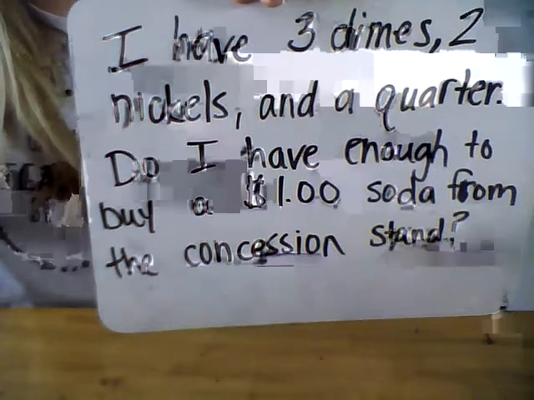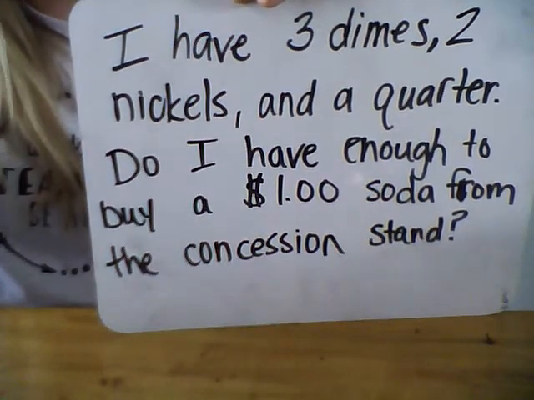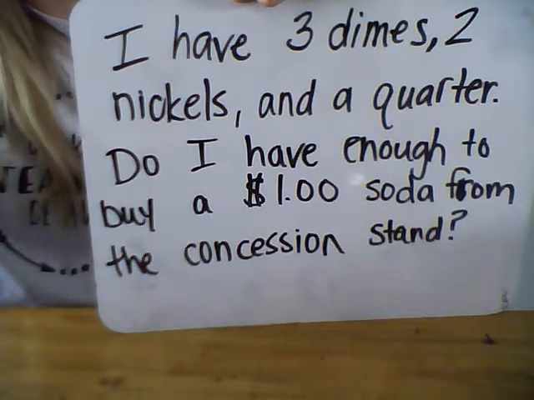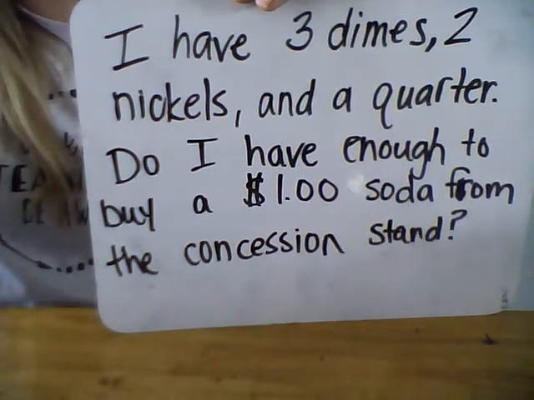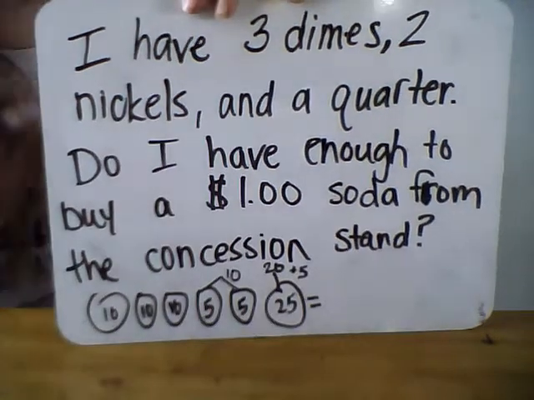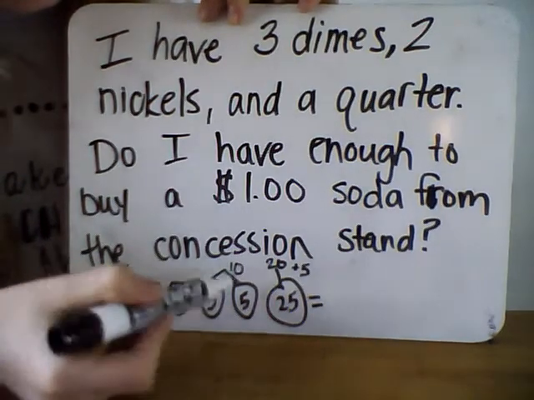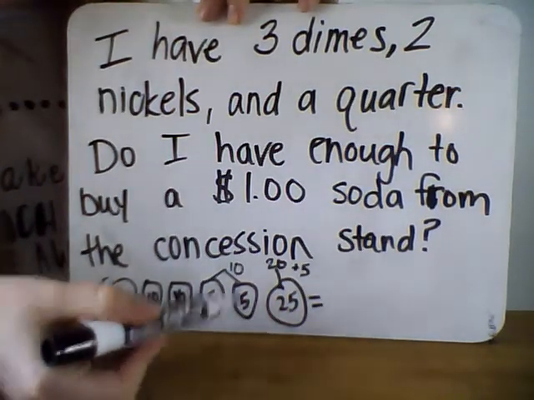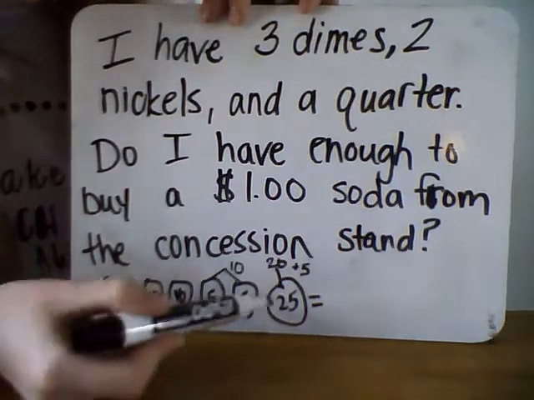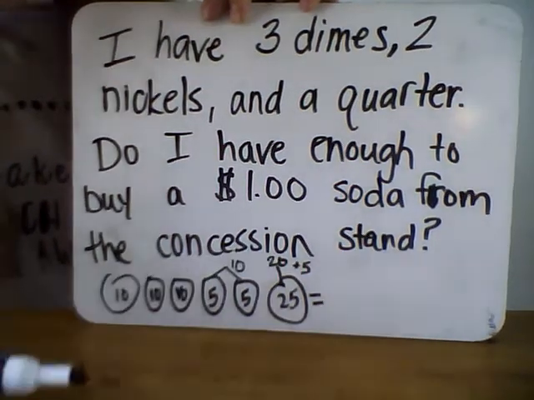And this is our last one of the day. I have 3 dimes, 2 nickels, and a quarter. Do I have enough to buy a $1 soda from the concession stand? Pause and solve. So what I did was I drew up my coins. I did 10, 10, 10. I recognized that 5 and 5 is a 10. And I broke up 25 into 20 plus 5 because 20 is just two tens.